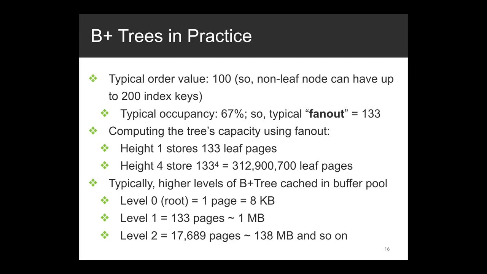So the height calculation, how it affects the number of leaf pages, that is pretty simple, right? It's just exponential in the fan out. So now if you have a height of 3, the number of leaf pages is going to be 133 raised to the 3. Okay, does that make sense? And this is the calculation for the number of leaf pages.